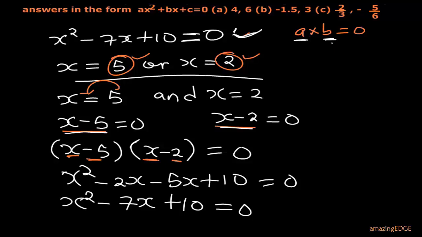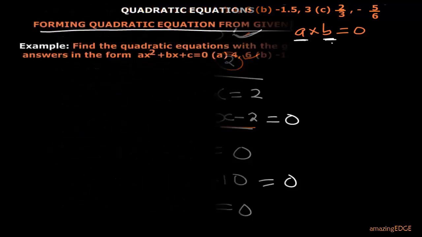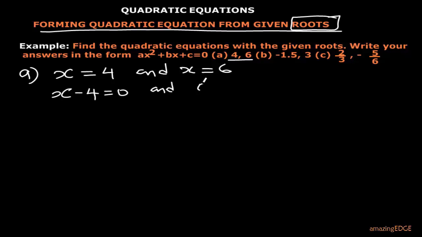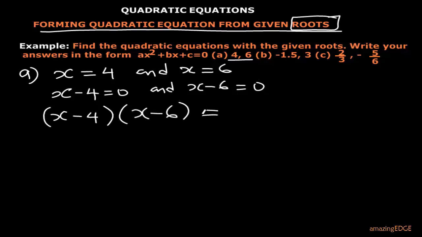So we kick off with some examples on the screen now. We are starting with the a part. The roots of the equation here are 4 and 6. So it means that our x is equal to 4, and another x is equal to 6. So these are the roots. Here you can write x minus 4 is equal to 0, and here x minus 6 is equal to 0, so that when you multiply both of them, you get 0. So x minus 4 times x minus 6 will now give us 0.